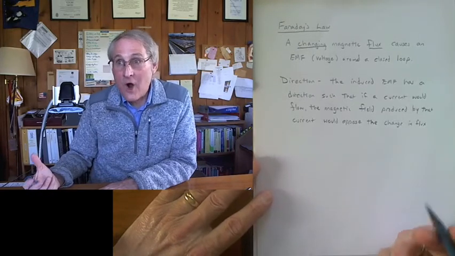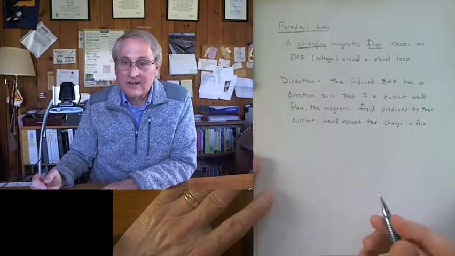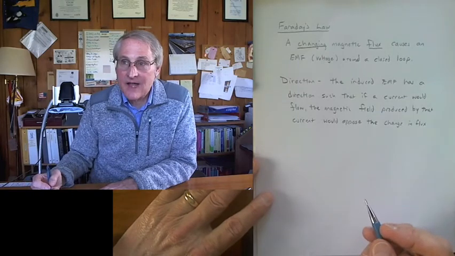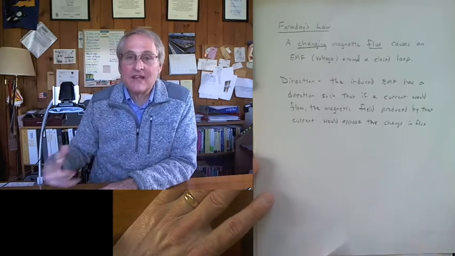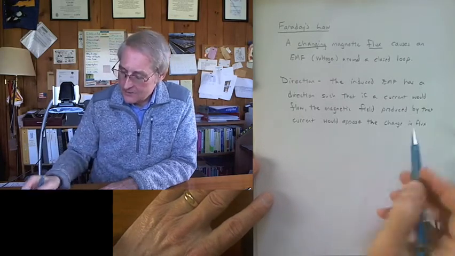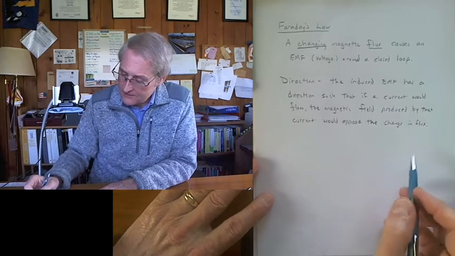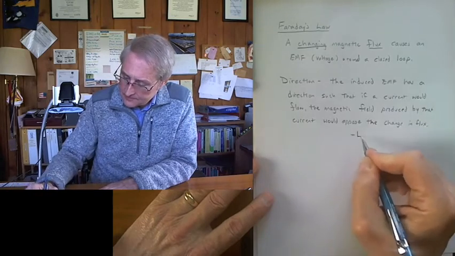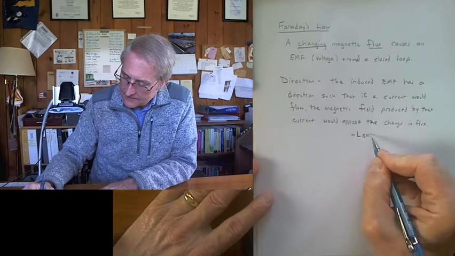This is why an induction coil can be thought of as having a magnetic momentum that keeps things doing what they're doing already, because basically of Faraday's law. And this has its own name. This is Lenz's law.